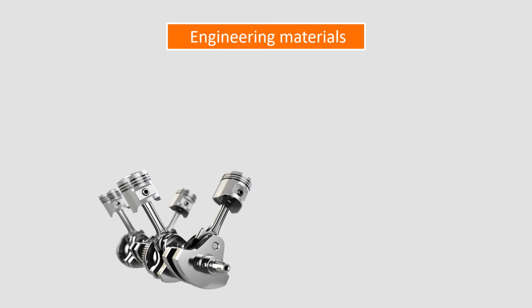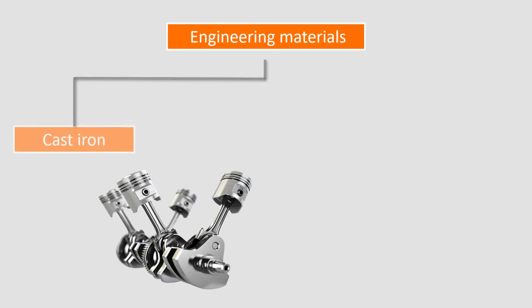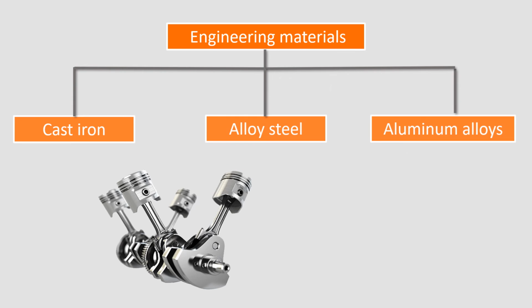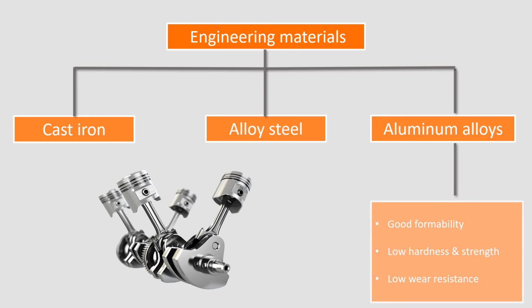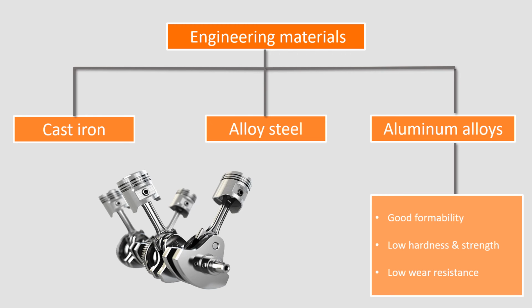There are many variations for manufacturing pistons. For example, we can mention cast iron, alloy steel, and aluminum alloys. Aluminum alloys are distinguished by good formability during casting and good machinability. These alloys are characterized by their low hardness and strength indices at elevated temperature. In some cases, these alloys are reinforced with ceramic materials to develop new composite materials.